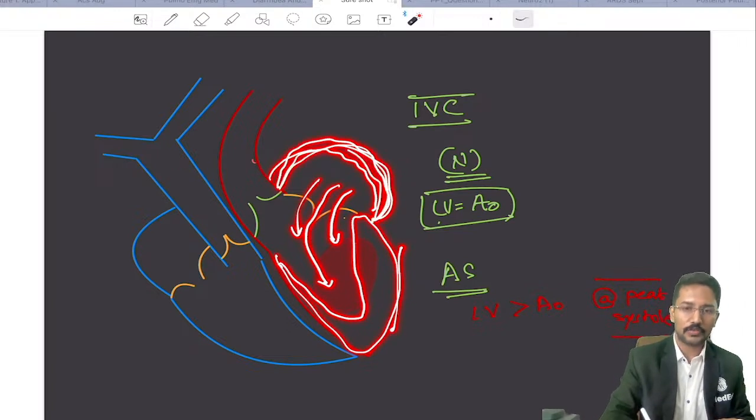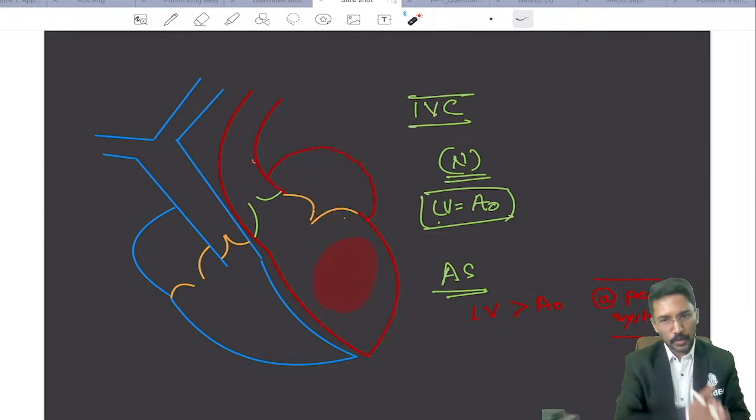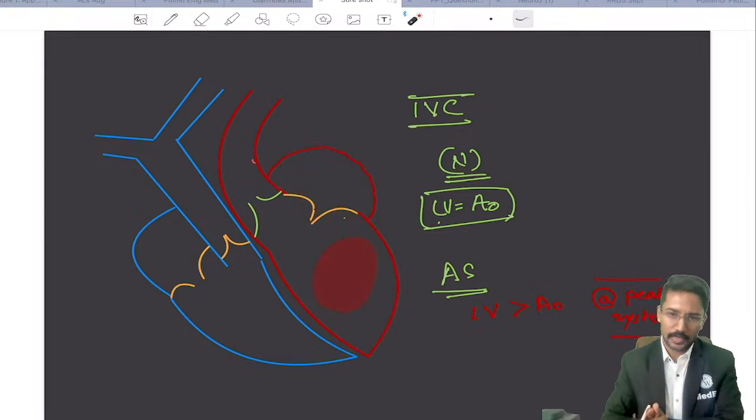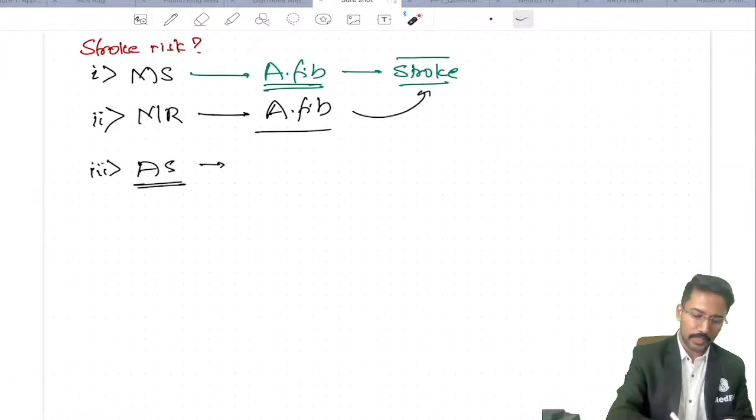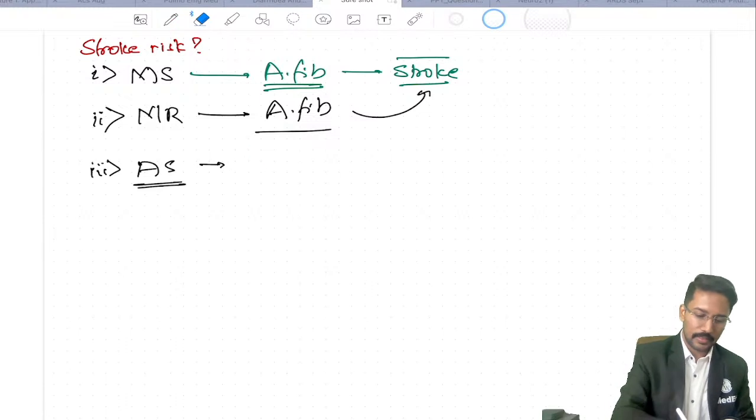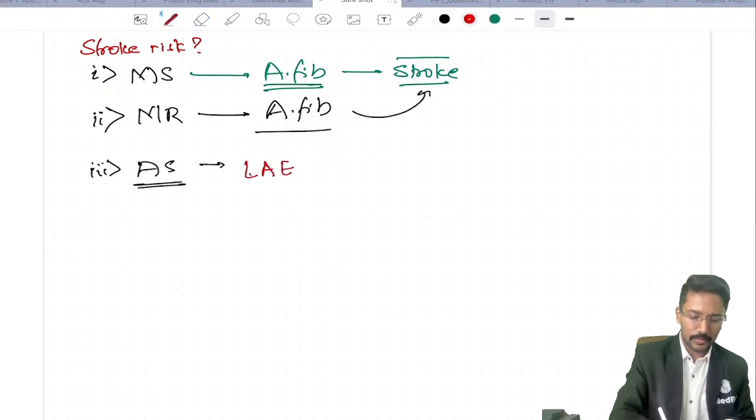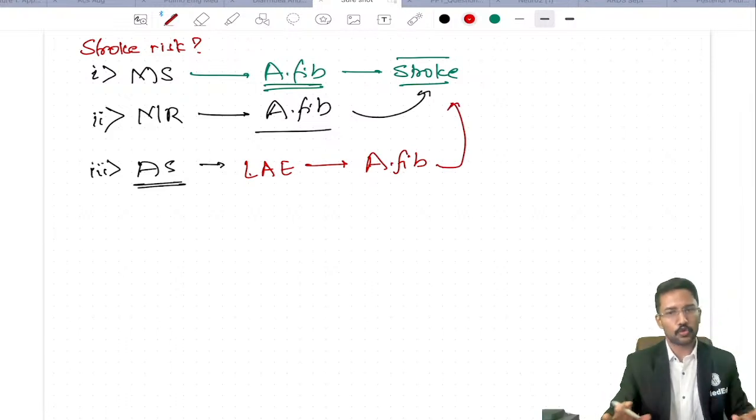Over time, the left atrium also becomes hypertrophied. So in aortic stenosis also, you can have left atrial enlargement, and thus you can have atrial fibrillation. So it can lead to left atrial enlargement, and that can lead to atrial fibrillation. And once there is atrial fibrillation, there is risk of stroke.